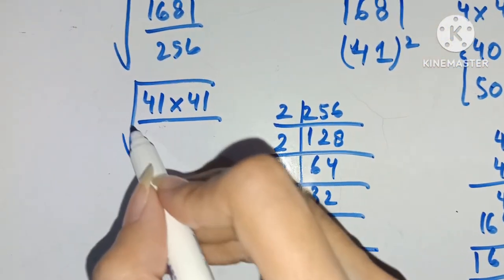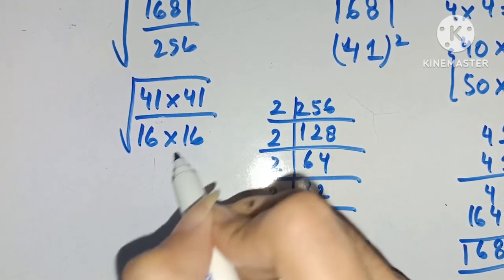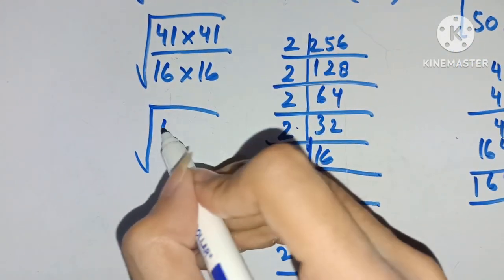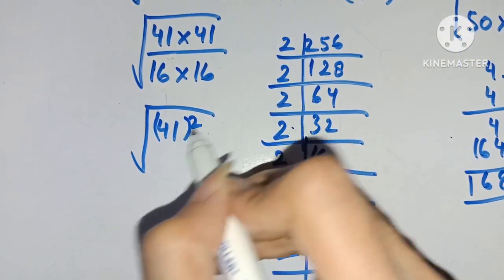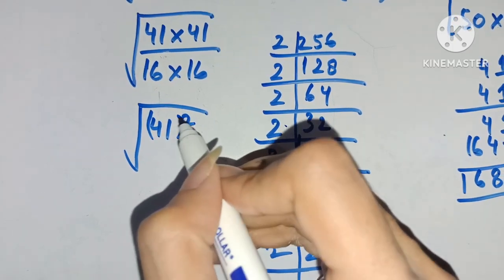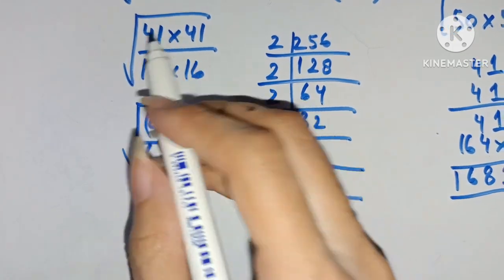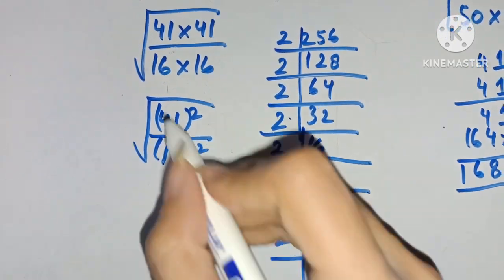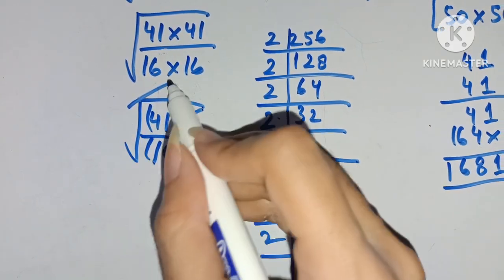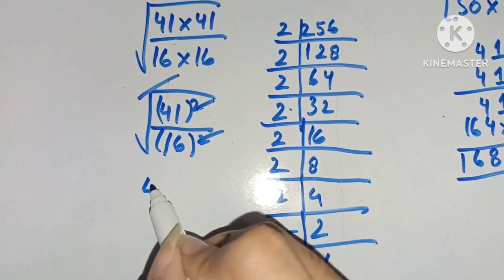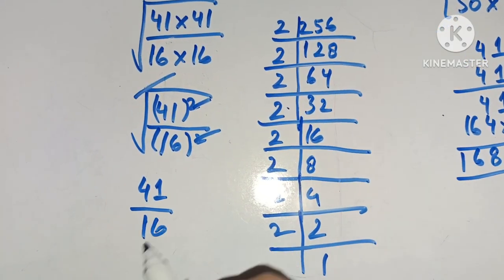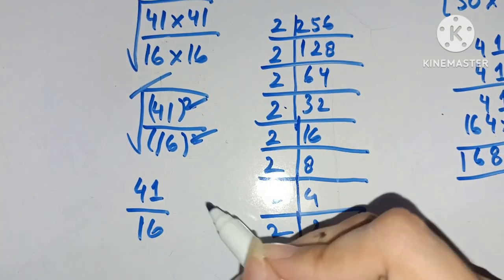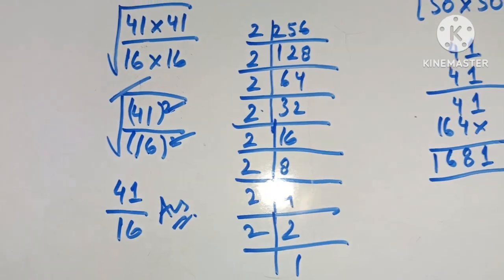So I will write here 16 multiplied by 16. Now we write 41 once and apply the power 2 over here, because it is coming 2 times. Now we can cancel the square root with the square, and we get the answer as 41 divided by 16. So it is our answer.